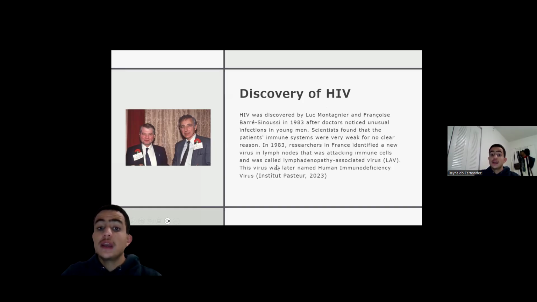And then in 1983, these two guys who were researchers at that time in France identified a new virus in lymph nodes that was attacking immune system cells. At first it was called lymphadenopathy associated virus or LAV because it was found in lymph nodes, but then it was later named human immunodeficiency virus. And these two guys actually won the Nobel Prize of Medicine in 2008 for the discovery of HIV.